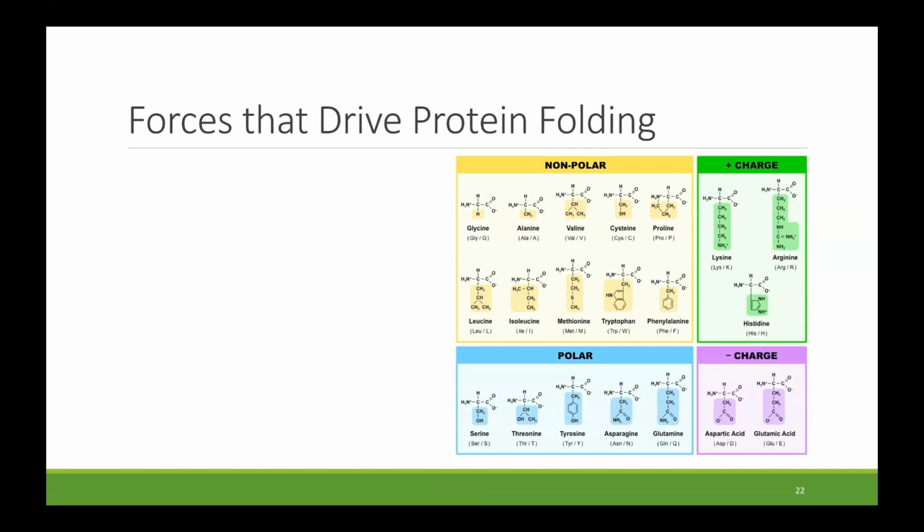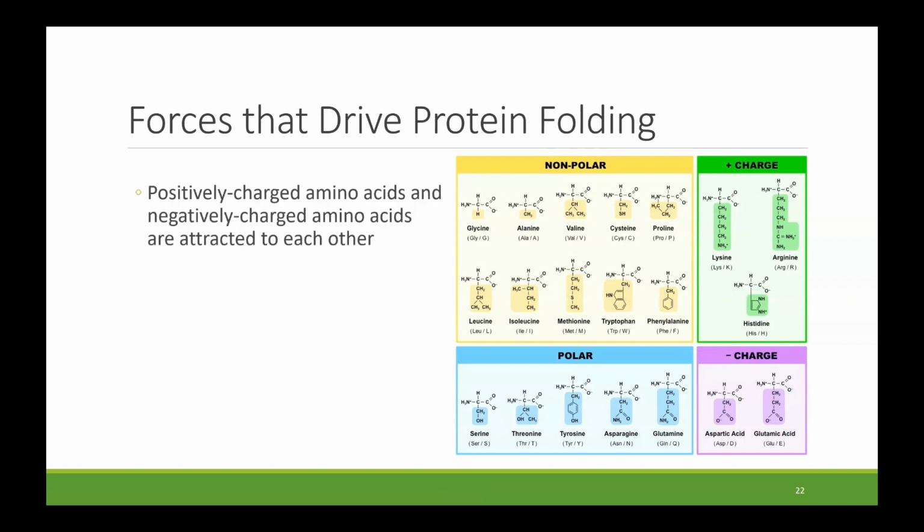Because as we know, each amino acid belongs to a different category depending upon the chemistry of its R group. Positively charged amino acids are going to be attracted to negatively charged amino acids. So if you have a positively charged amino acid at one spot in the chain and a negatively charged amino acid at another spot, they might try to find their way to each other based on that attraction, and that causes folding.